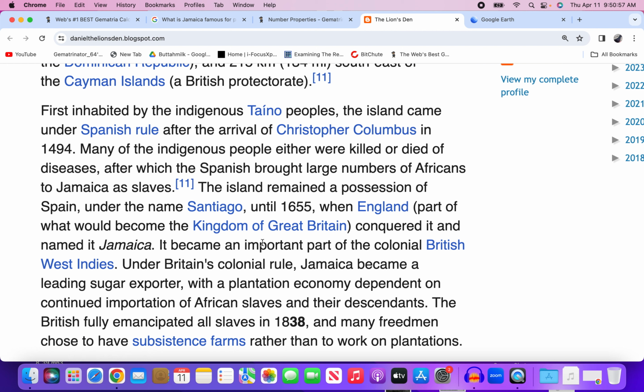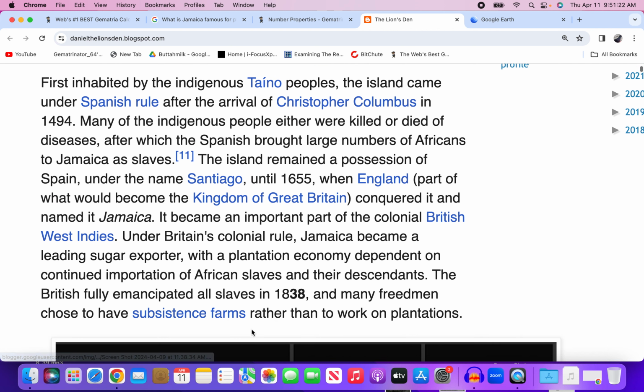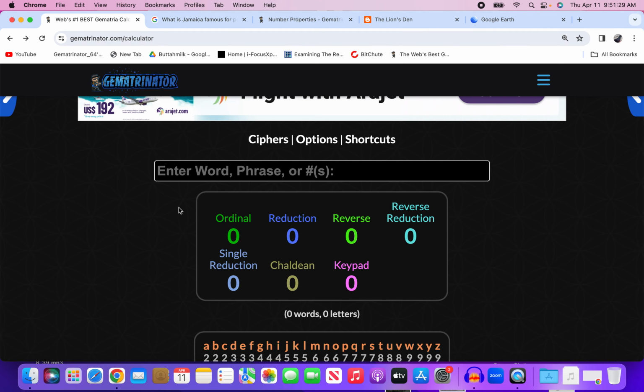So it became an important part of the colonial British West Indies, a leading sugar exporter. And in 1838, British fully emancipated all slaves. And 838 is a very interesting number in this, and I'll show you that in a little while. And this whole idea of slaves in Jamaica has a gematria pattern. But first, let's look at the ciphers that I'm going to use here.